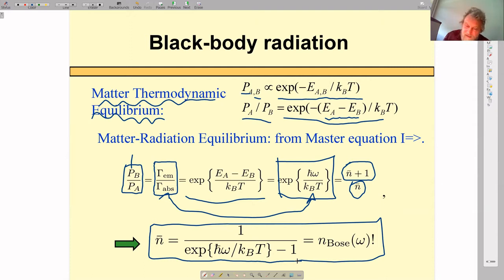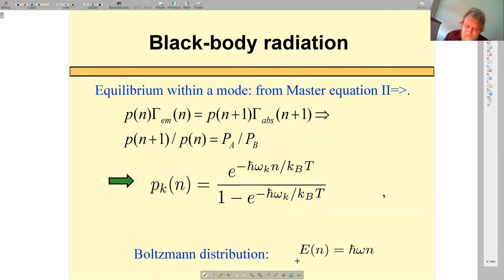Well, on the other hand, we can obtain the same result in a different way. We can look at master equation 2 and understand when we have equilibrium within the amount. And that will happen when this will hold.